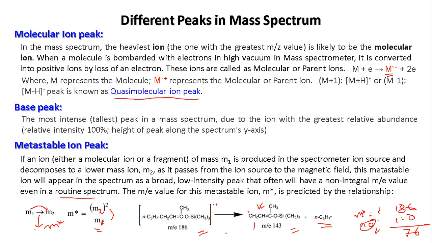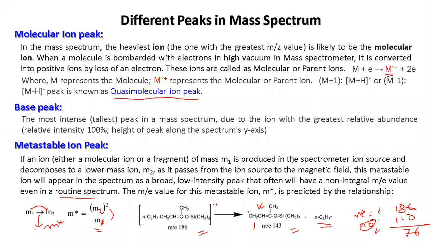How will you do that? You can look at it from here. Generally, the metastable ion will have a value in between. So you have the parent, you have the daughter, and in between you have another value. That generally will be the metastable, and the calculation should match. So these are the different terminologies related to the ions.